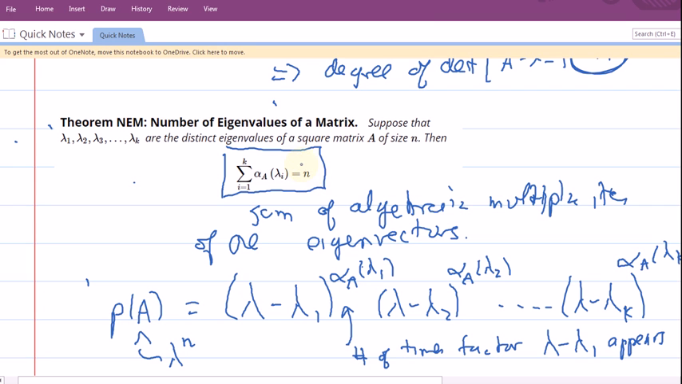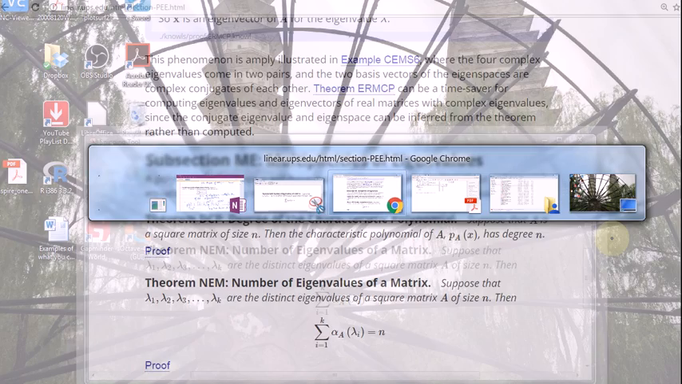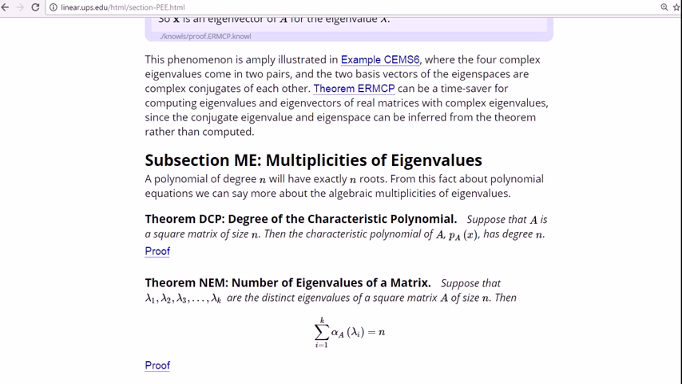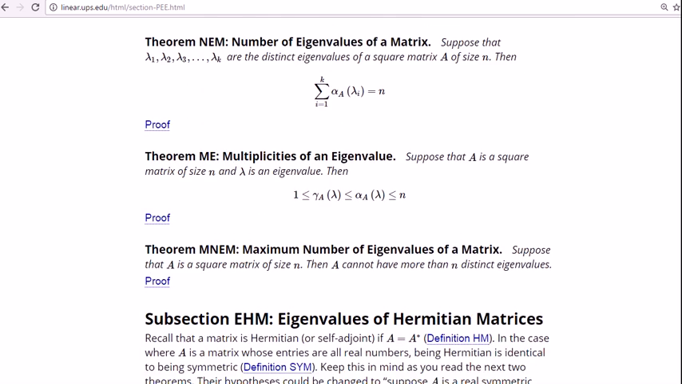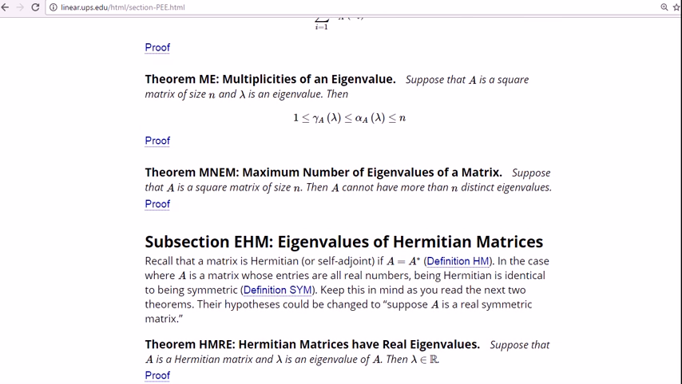One is we know the degree is n, and the other way is that we know that the degree can be obtained as the sum of the degrees of these individual factors. So all of this comes from the characteristic polynomial and looking at how it relates to the eigenvalues.